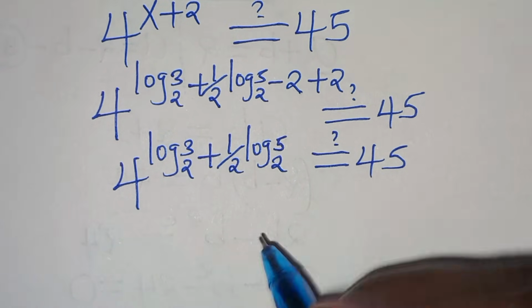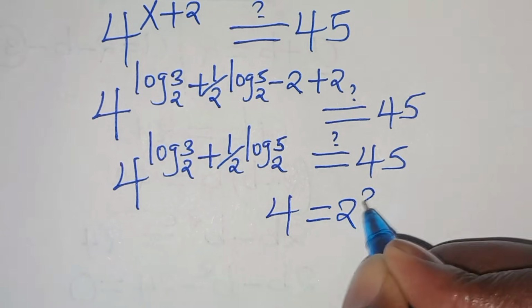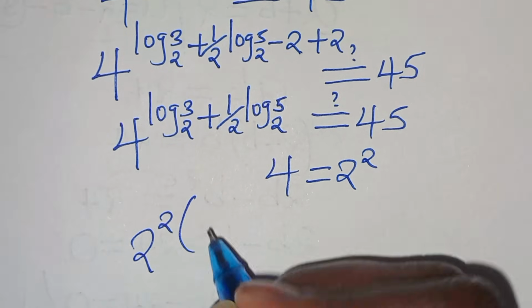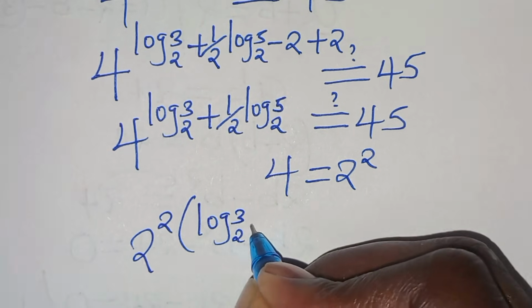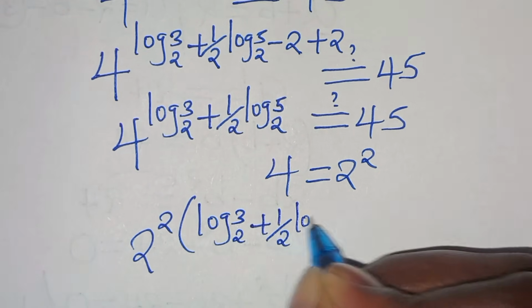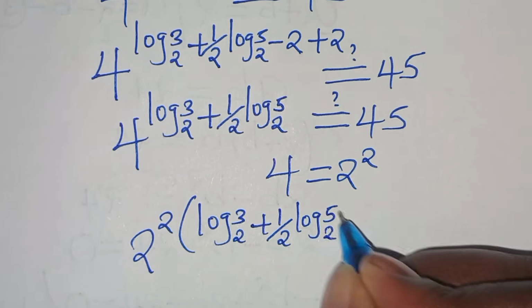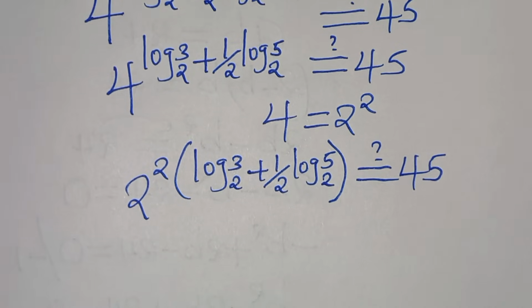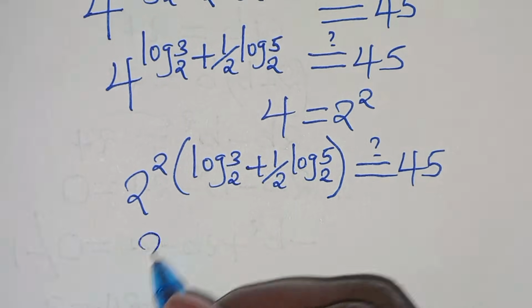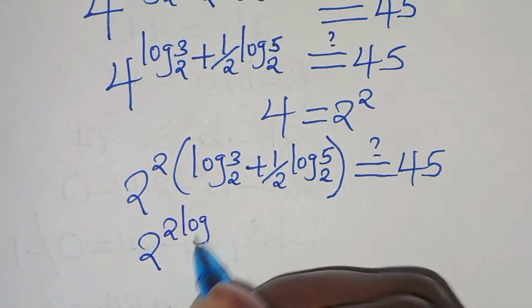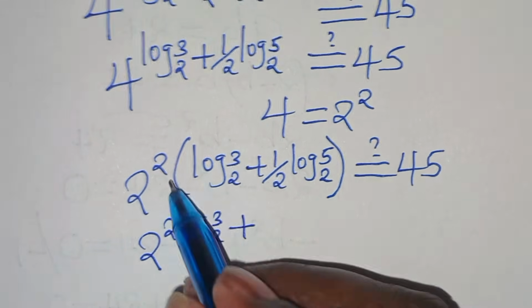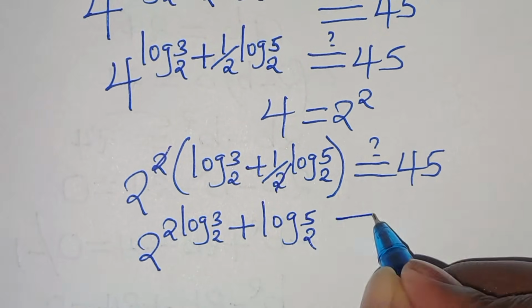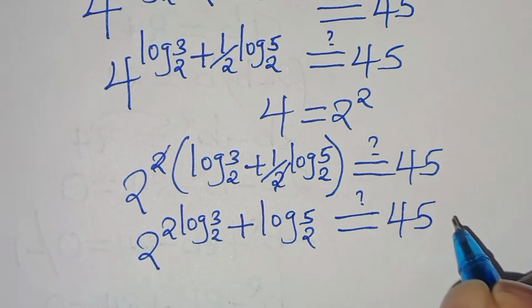The next step is that we can express 4 as 2 to the power of 2. So we have 2 to the power of 2 multiplied by log 3 to base 2, plus a half log 5 to base 2, close the parentheses. This is supposed to give us a value of 45. Now let's open the parentheses here. We have 2 to the power of 2 log 3 to base 2, plus, now the 2 and 2 here simplify, so we have log 5 to base 2. This is supposed to give us a value of 45.